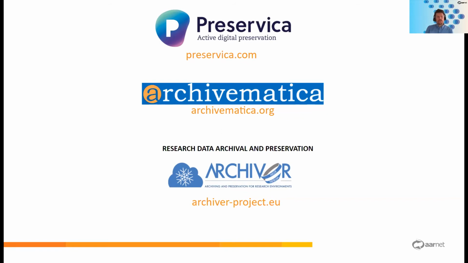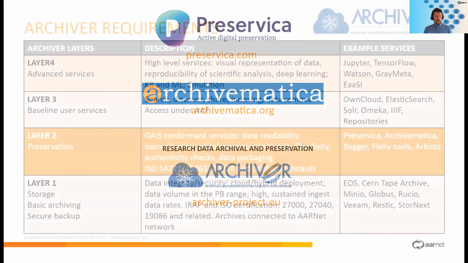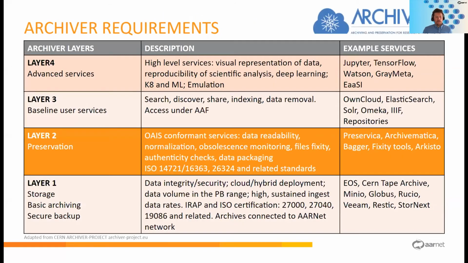The Archiver project, which is developed by CERN, is a project where I think about 5 organisations are developing tools and services for the European Open Science Cloud. So we're an observer and an early adopter on that project. And this chart is adapted from their requirements. And I've just edited that slightly to reflect our services.